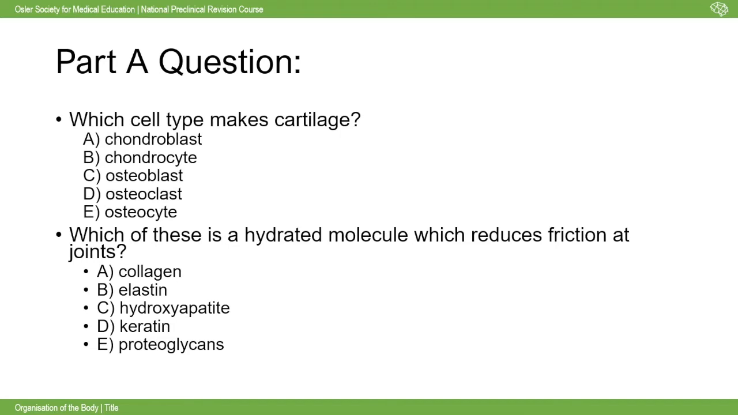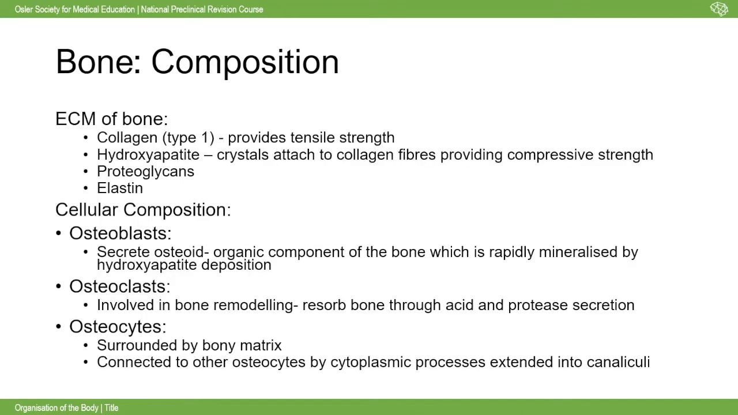The cell type that makes cartilage is our chondrocyte. Looking at the second question, which of these is a hydrated molecule which reduces friction at joints, that's going to be our proteoglycan. The key here is that we're looking at a hydrated molecule, and we know that's going to be a proteoglycan because, as I mentioned, it draws in water due to a high osmotic pressure coming from those proteoglycans.